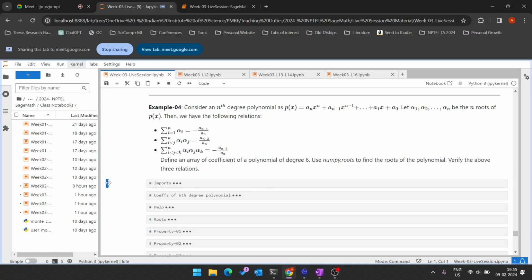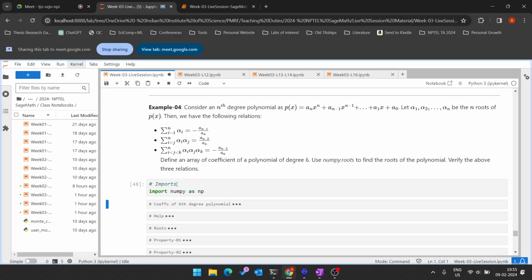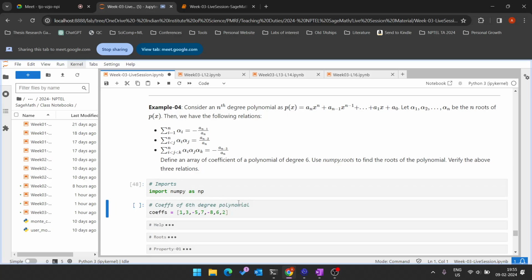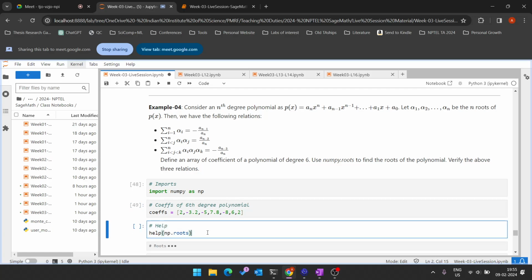Okay, so let's start with the imports. Only numpy is required here, and we write our own coefficients for a 6 degree polynomial. So these are chosen randomly. You could also say a float somewhere, right? Something like this you could have. And if this is my now polynomial, next I look at the help on numpy.roots function.